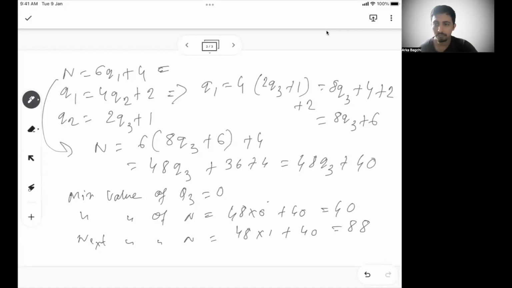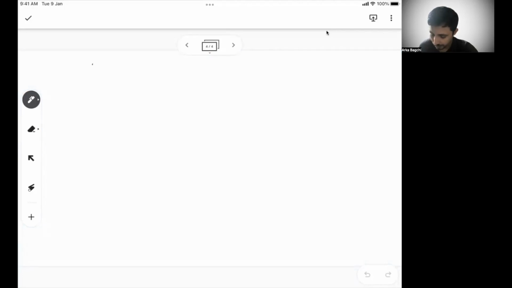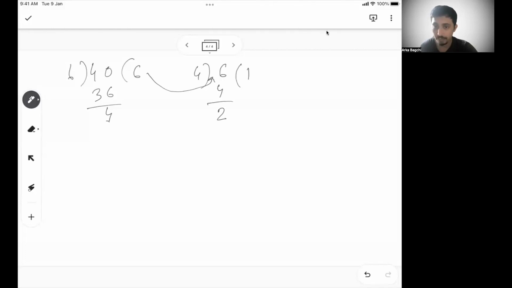And how can we establish that? Let's say you first divide, the minimum value is 40. If you divide by 6, you will get 6, 36, and 4 as a remainder. Now this 6 becomes the dividend here. If you divide by 4, 4 ones are 4, you get 2 as a remainder. Now this 1, when you divide by 2, 2 zeros are 0, and you have 1 as a remainder. So now you see what we are trying to do.